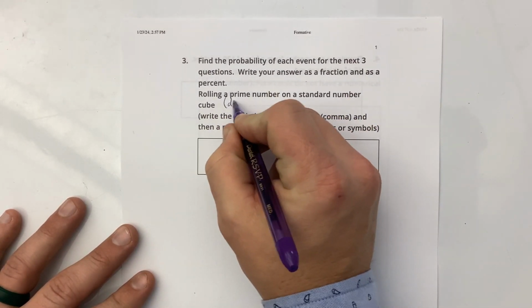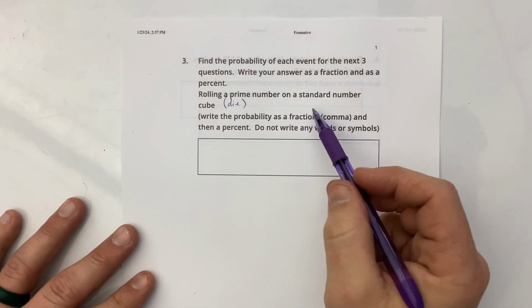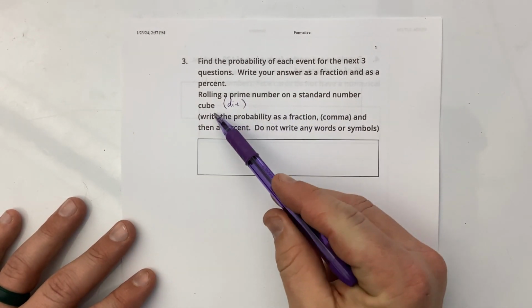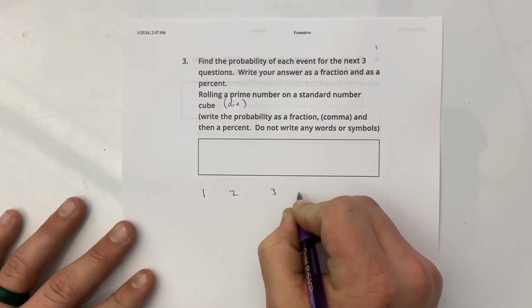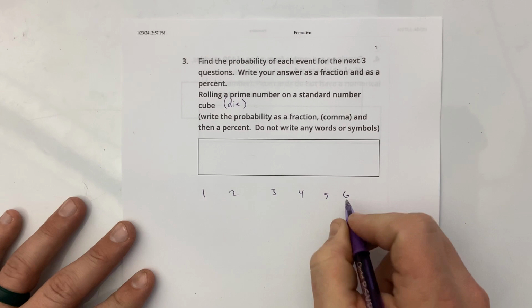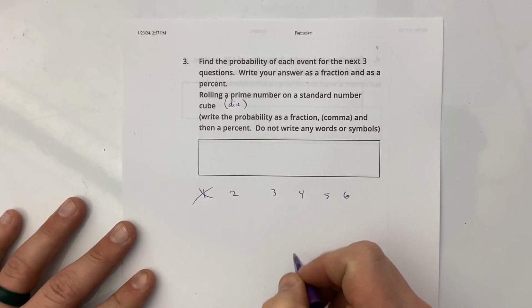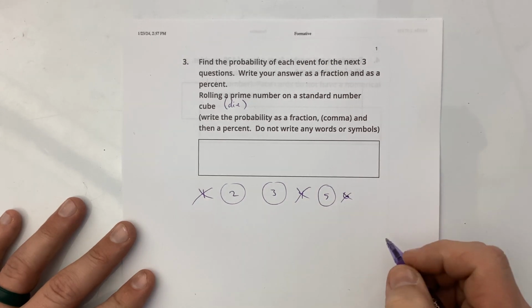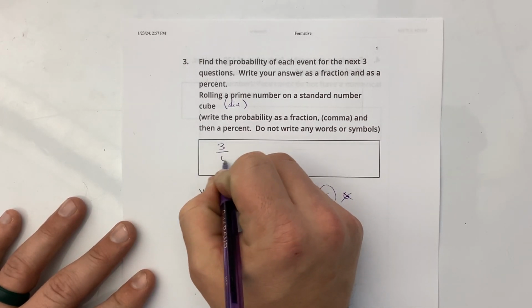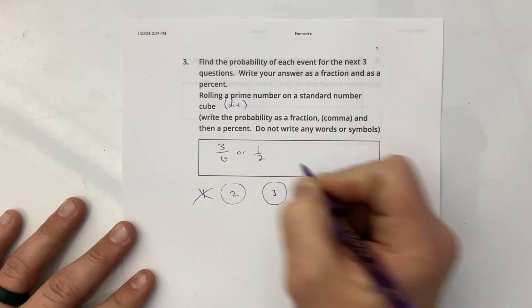This is a die, and a lot of people are asking how many sides on a number cube. Well, all cubes have 6 sides. So we have 1, 2, 3, 4, 5, 6. Remember, 1 is not prime, 2 is, 3 is, 4 is not, 5 is, and 6 is not. So 3 out of 6, or 1/2.